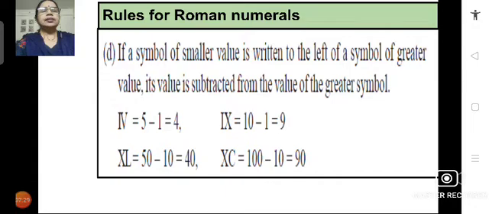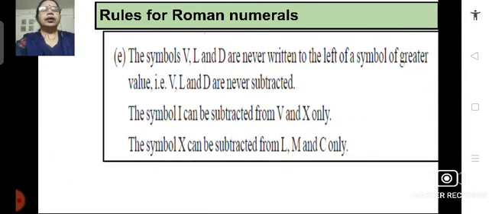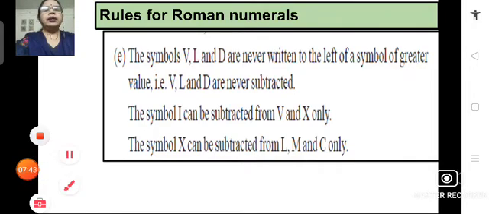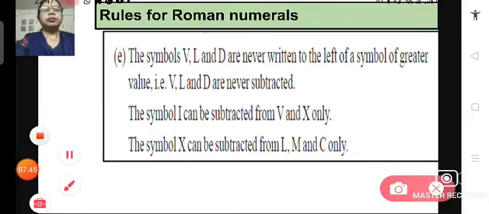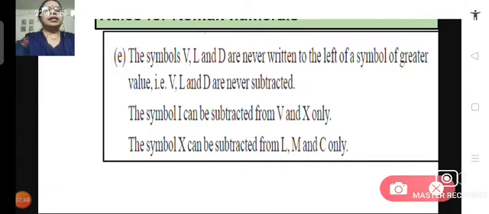Next rule is the symbols V, L and D are never written to the left of a symbol of greater value. That is, V, L and D are never subtracted. So we have to keep this in mind, that V, L and D are never written to the left of the symbol of a greater value. That means they are never subtracted.